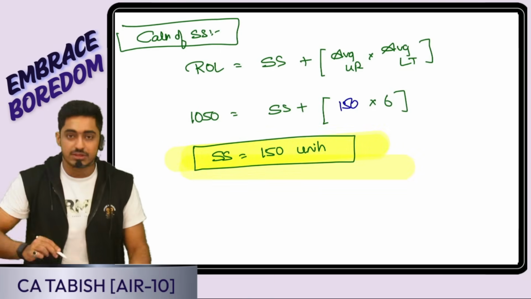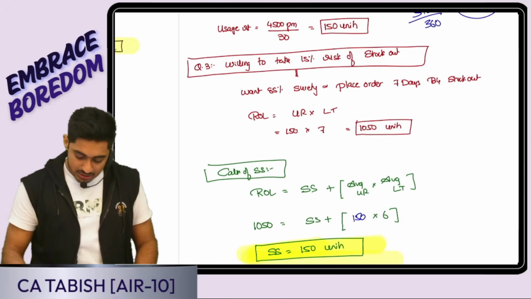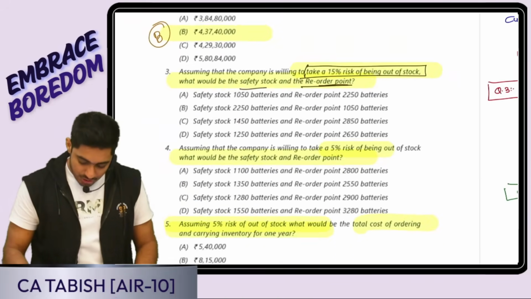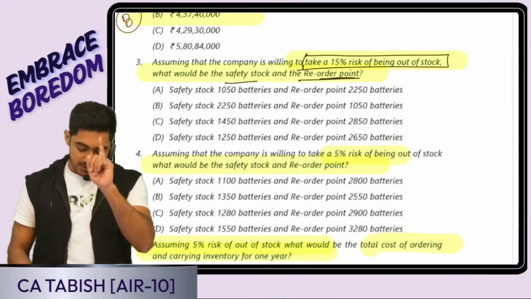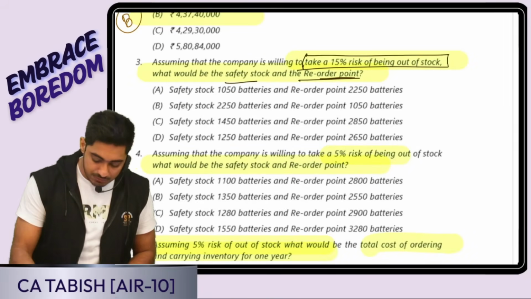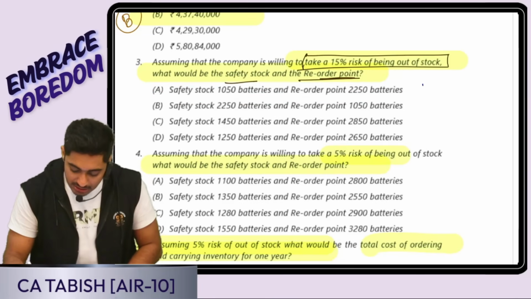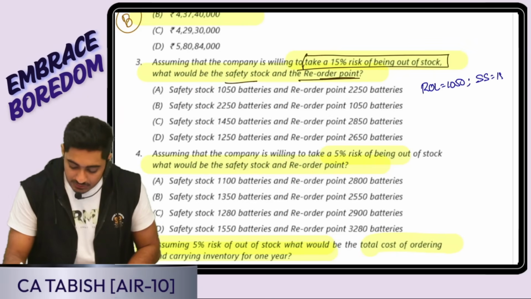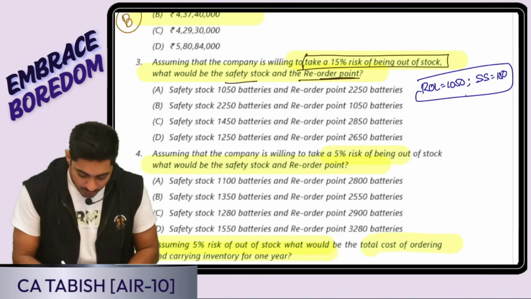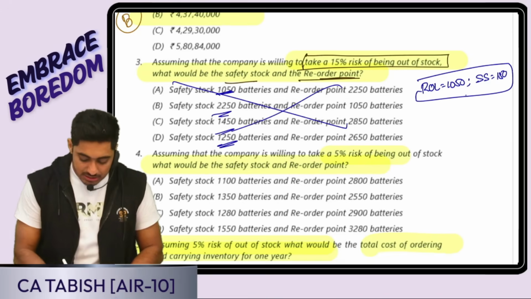Is this clear, everyone? Perfect. That means my safety stock is 150. Reorder level is 1050. So 150 is going to be my safety stock, and 1050 is going to be my reorder point or reorder level. But if you see here, nowhere will you find that answer. The answer should be reorder level is 1050, safety stock is 150. Can you find it anywhere? Safety stock 150, no, 150, no, 150, no, 150, no. That means none of the answers are right.